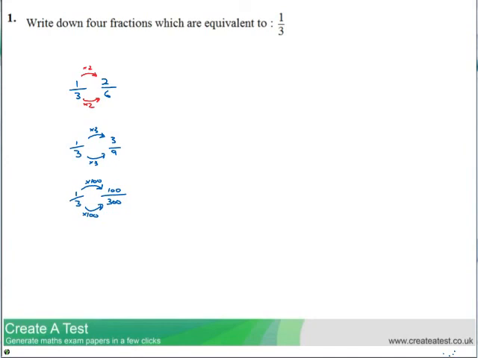So fractions we could write out then, if I keep on going, we've got 2/6, we've got 3/9, and I could keep going. If I times both top and bottom by 4, I end up with 4/12. If I times both top and bottom by 5, I end up with 5/15.